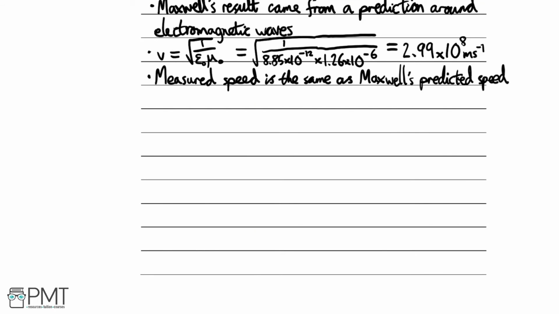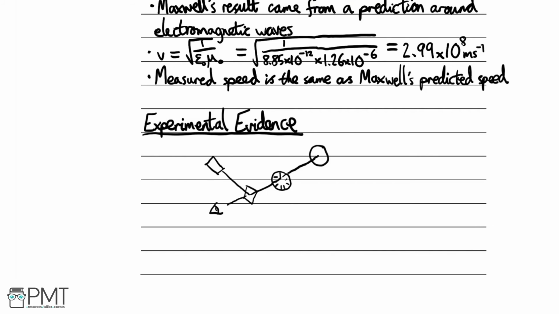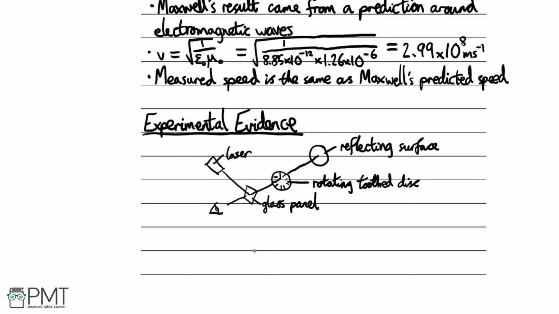The last section is going to be on experimental evidence. So we also have an experiment that's carried out by someone called Fizeau, and we need to briefly outline the experiment that was carried out. So what we have here is a source of light, such as a laser. We have a glass panel. We have a rotating disc that has gaps for the light to pass through. We've got a reflecting surface, and then an eye.